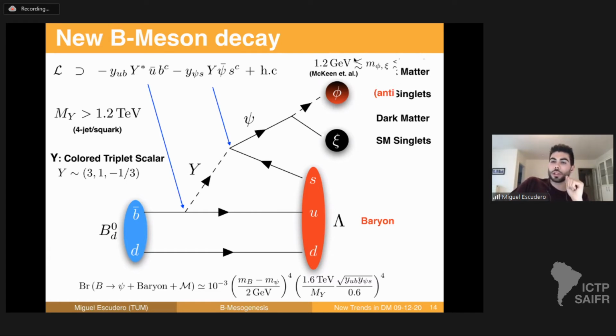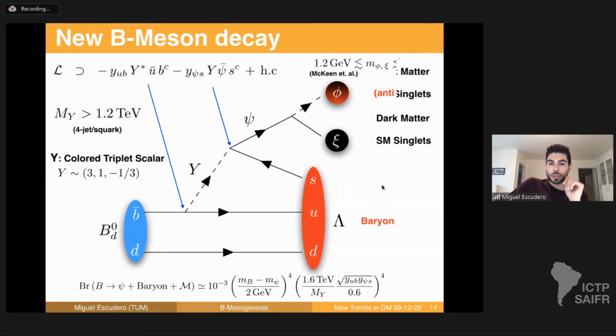And we know very well where the masses should be. We know that the masses should be above 1.2 GeV. That's more or less the chemical potential of a neutron in a neutron star. So it needs to be above that, because this particle carries baryon number. And we know it has to come from the decay of a B-meson, so it cannot be too heavy. So it has to be below roughly 2.5 GeV. So we have a very clear window of what the masses of these particles are.